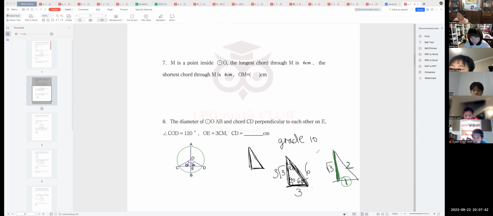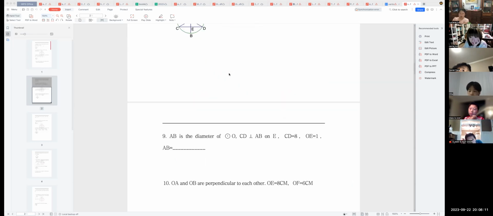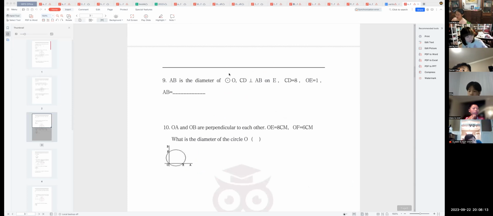Okay, get it? Okay, so now if this one is 3, this one is 6, this is 3 square root 3, and this is also 3 square root 3. So the answer is what? CD is 6 square root 3. Get it, everybody? Yeah, good. Okay, so now let's take a look at number 9. Number 9, you can do it yourself.